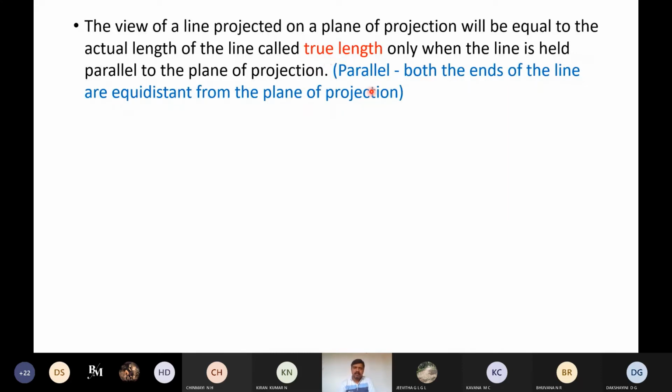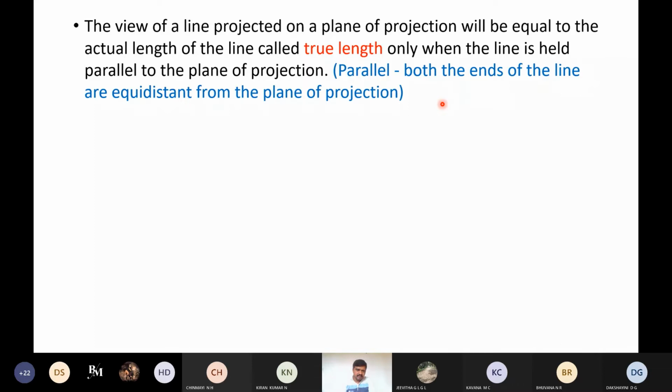Next, you can understand the meaning of parallel in one more way: both ends of the line are equidistant from the plane of projection. That is the meaning of parallel. If a line is parallel to HP, then both end A and end B will be at the same distance. Suppose the line is 20 mm above HP and parallel to HP, then both point A and point B will be 20 mm above HP. Suppose a line is parallel to VP and 20 mm in front of VP, then both A and B will be 20 mm in front. That is the meaning.